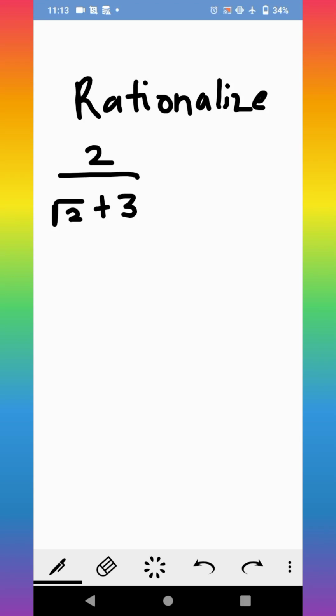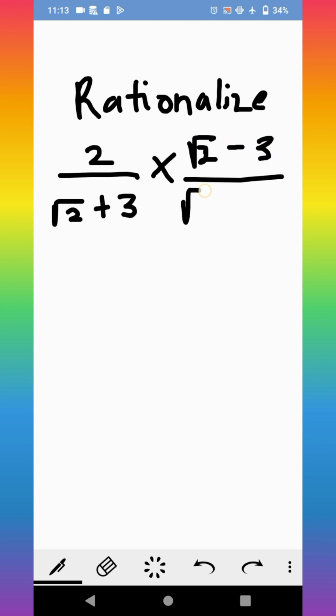Okay, so today let's learn how to rationalize binomial surds. The denominators are actually two terms. So what we do is we use the opposite of the denominator, which is called the conjugate, and the conjugate is root 2 minus 3 all over root 2 minus 3. That's the conjugate.